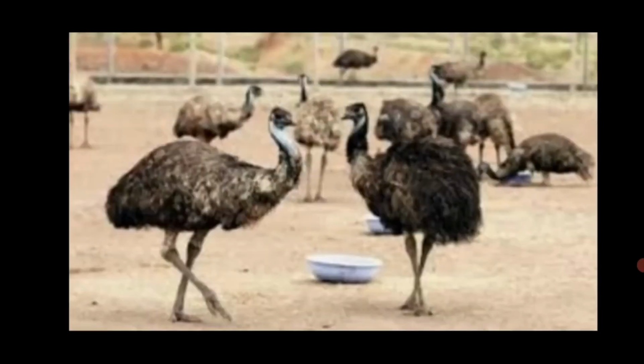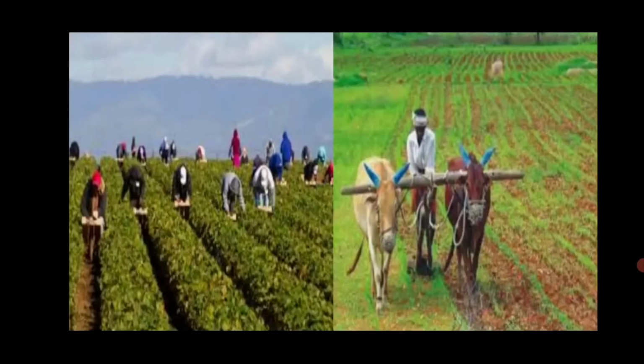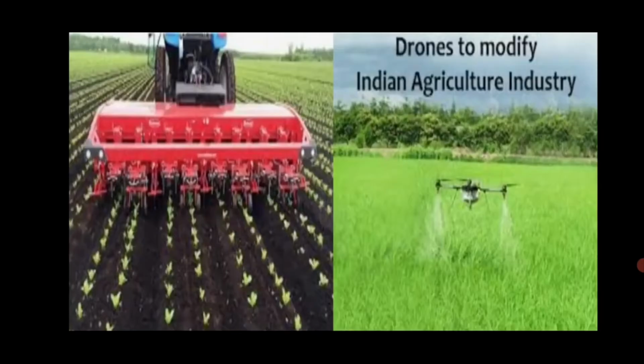are included in agriculture. In agricultural occupation, resources like manpower, animals, implements, etc. are used. Advanced technology is employed. In agriculture, cultivation of crops is considered to be the main and most important occupation. In modern technology, you can see the second picture here, drones to modify Indian agriculture industry. So like this, there has been an advancement in technology in the field of agriculture.